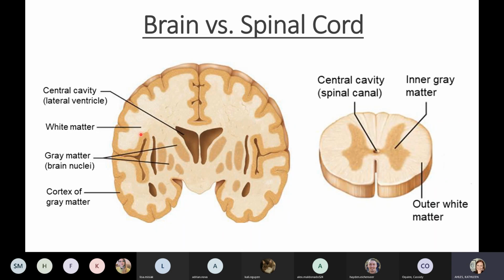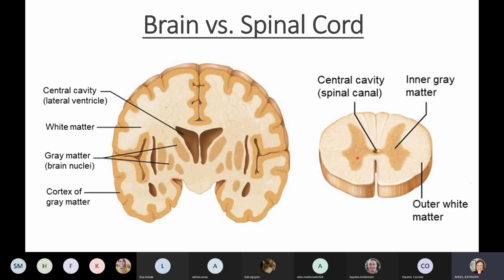When we look at the brain and we compare the brain to the spinal cord, they have the same kinds of tissue in them, meaning that they have both gray matter and white matter, like we see in these pictures. But the locations of the gray matter and the white matter are different in the brain compared to the spinal cord. So in the brain, we find our gray matter on the outside of the brain, and in the spinal cord, we actually find the gray matter in the very middle.